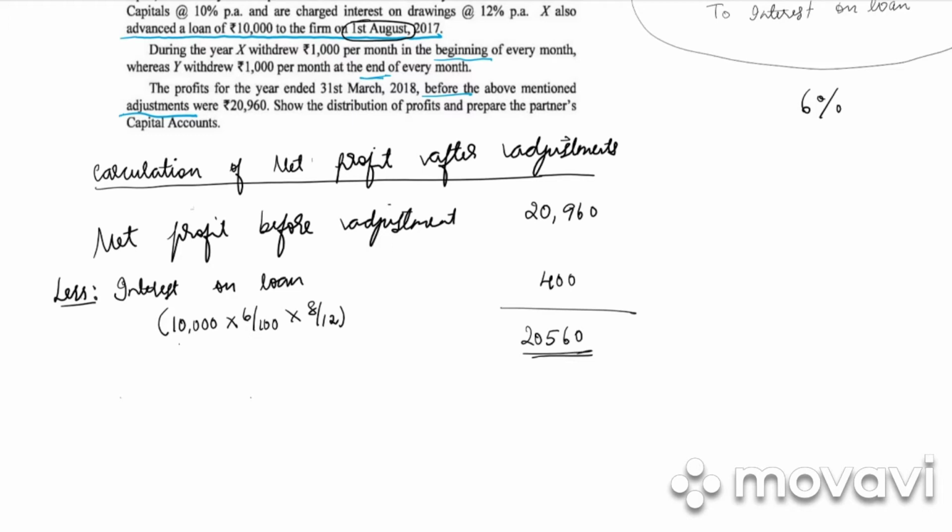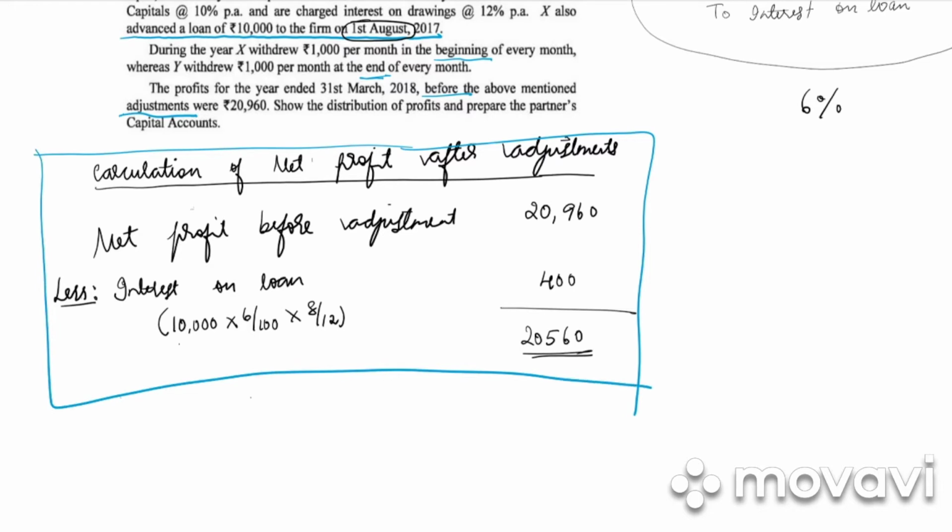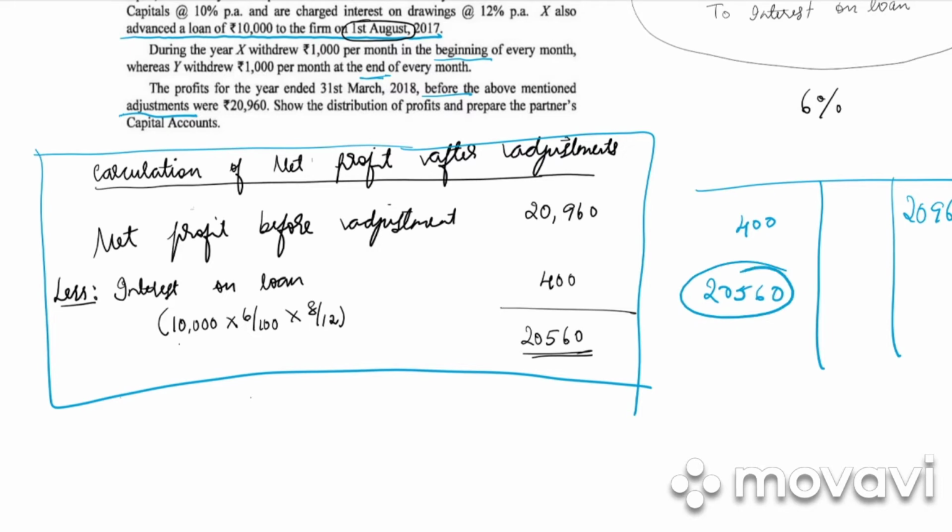You might be thinking, why have I done this part? Instead of preparing the profit and loss account, I have just shown the calculation separately. If you wish, you can prepare your profit and loss account also by writing the profit here, that is 20,960, and by writing the interest on loan. Whatever answer you get will be the profit which will be transferred to the profit and loss appropriation account. So either way it can be done. Either you can do it this way or you can do it this way.